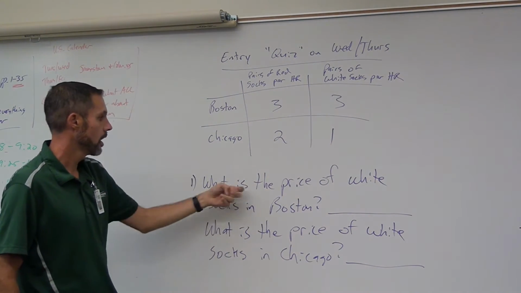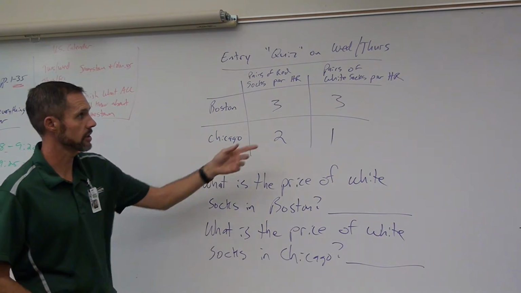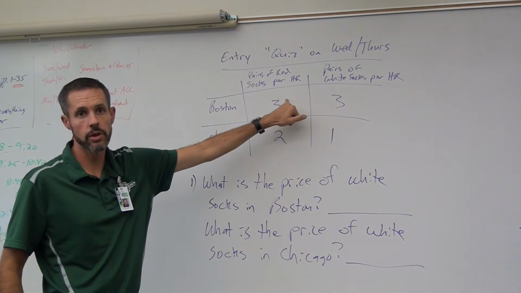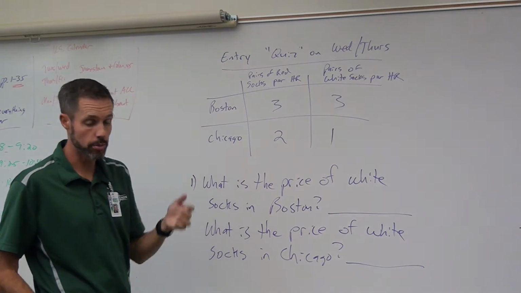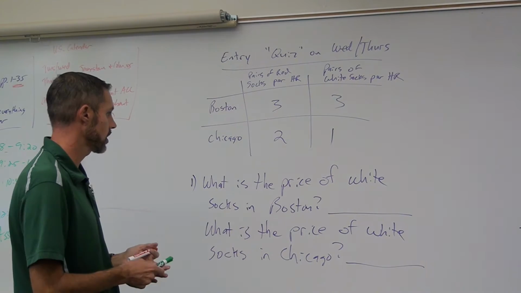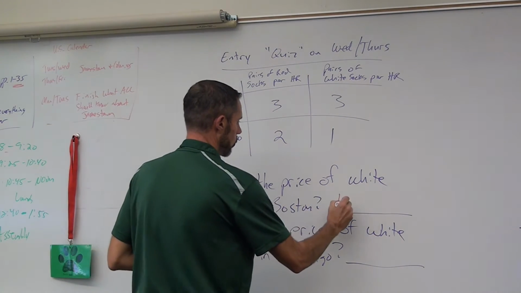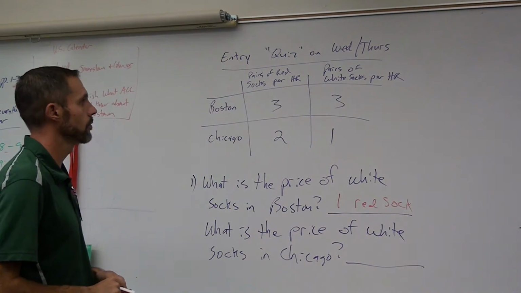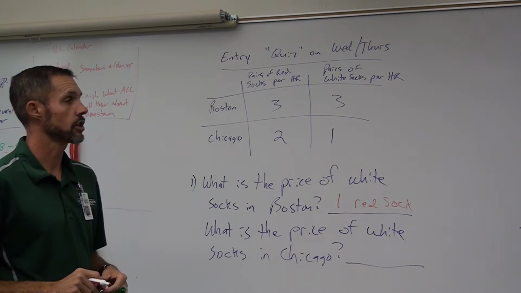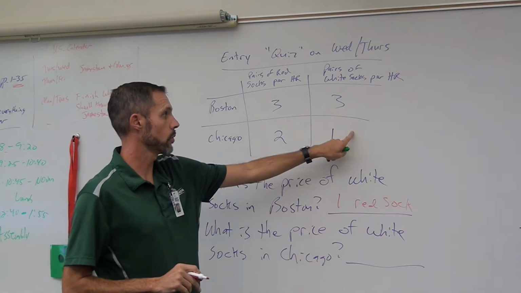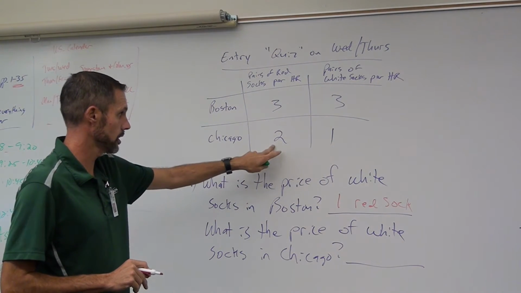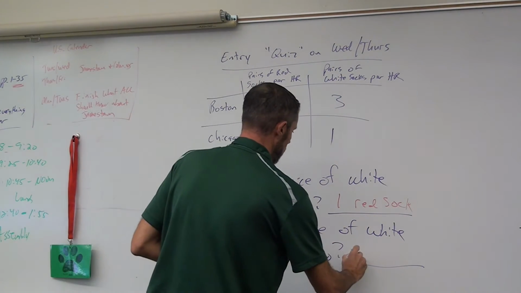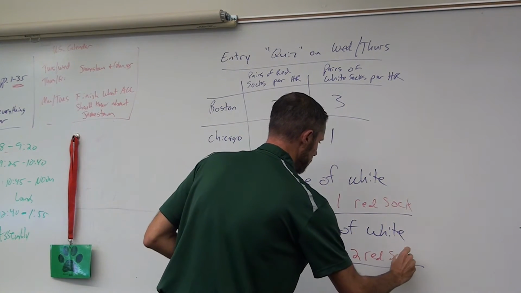What does that mean? It means that the price of White Sox in Boston, if you're going to make 1 White Sox, it means I'm giving up 1 Red Sox. The opportunity cost is your price. So the price of White Sox in Boston is 1 Red Sox. Right? By the same token, what's the price of White Sox in Chicago? So in Chicago, I can make 1 White Sox, or I can make actually 2 Red Sox. So the price of White Sox in Chicago is 2 Red Sox.